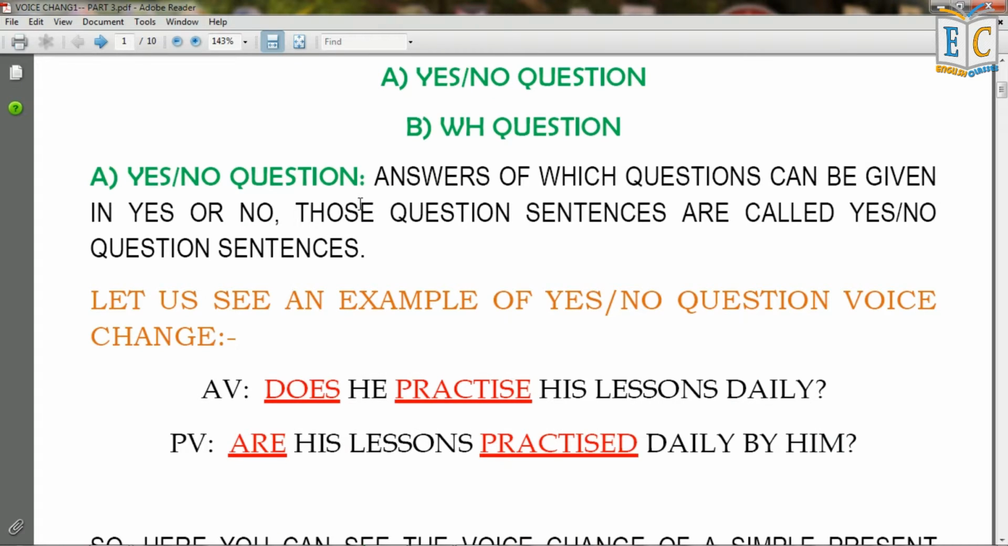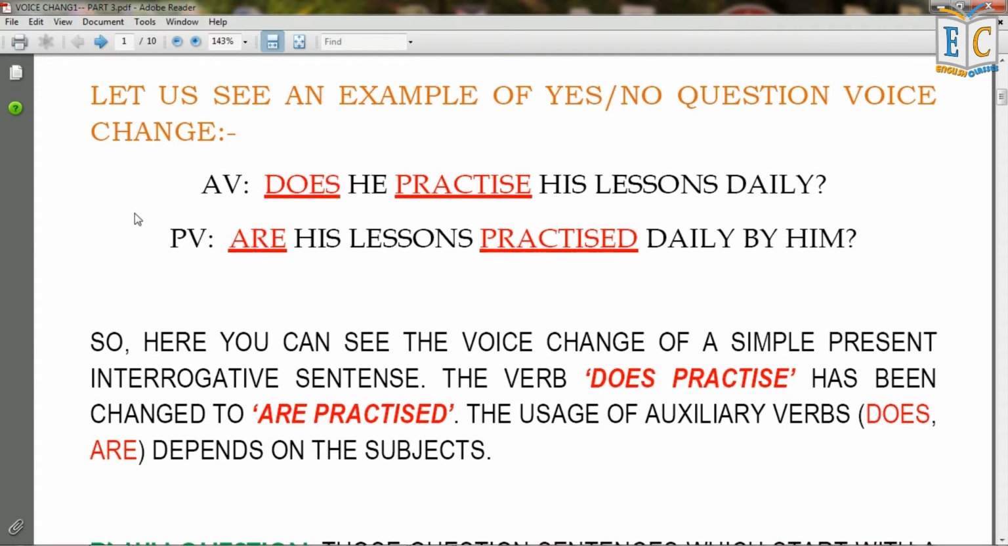Yes-no question. Questions whose answers can be given in yes or no are called yes-no question sentences. Let us see an example of yes-no question voice change. In active voice, does he practice his lessons daily becomes in passive voice, are his lessons practiced daily by him?